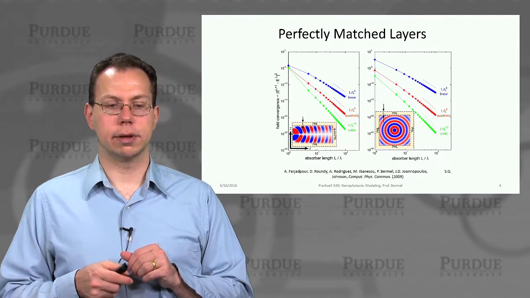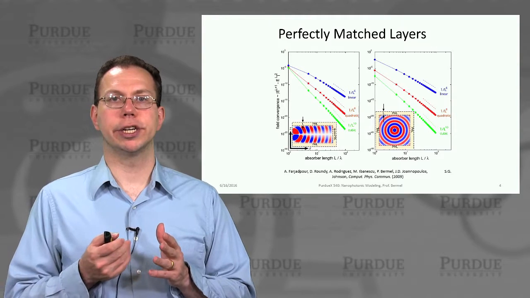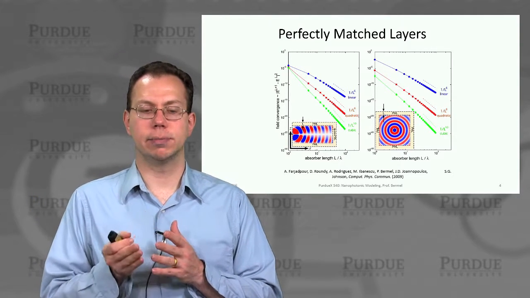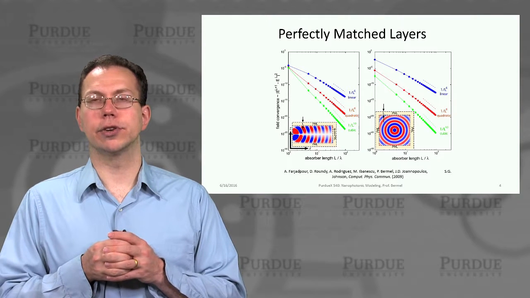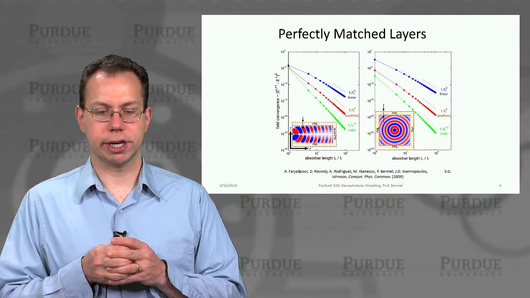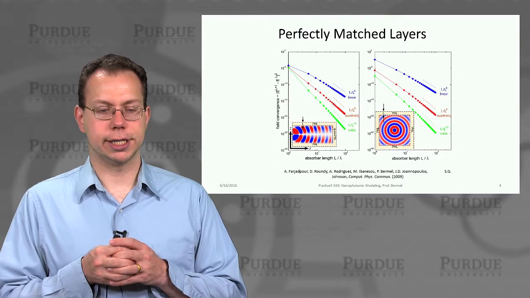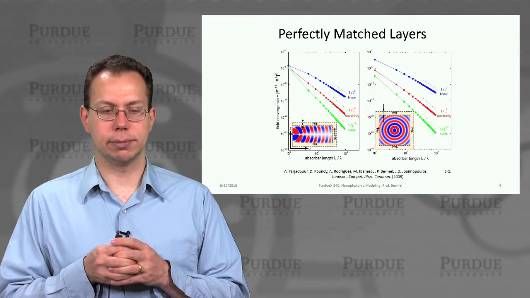So the perfectly matched layers that I mentioned earlier basically suppress back reflection, but you can actually look at the degree to which they can suppress back reflection when they're on the edges as a function of the length of the absorber region.